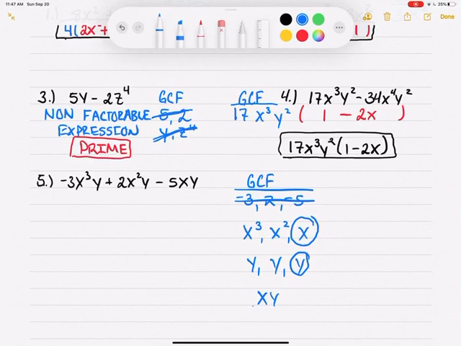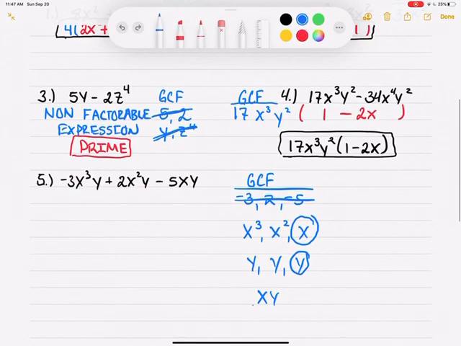So I'm going to divide all three of these terms. Remember, terms are separated by addition and subtraction. So those are three terms. I'm dividing all three of those terms by xy. The numbers, the coefficients, negative 3, 2, and 5 are not going to change because I didn't pull a number out. I only took out variables. X cubed divided by x is x squared. Y divided by itself is 1. 2 didn't go anywhere. X squared divided by x is x. Y divided by itself is 1. Negative 5 didn't go anywhere. X divided by itself is 1. Y divided by itself is 1.